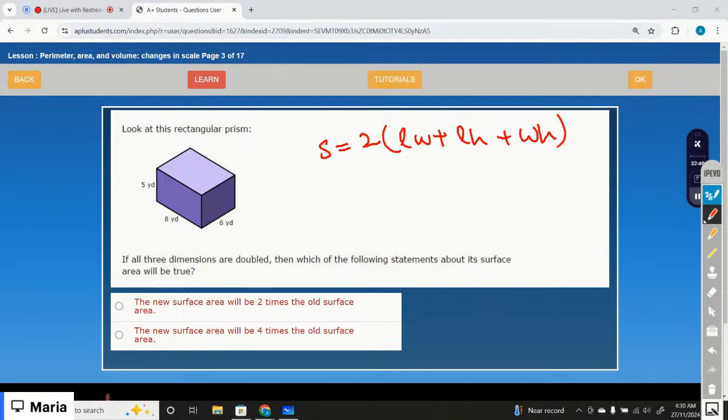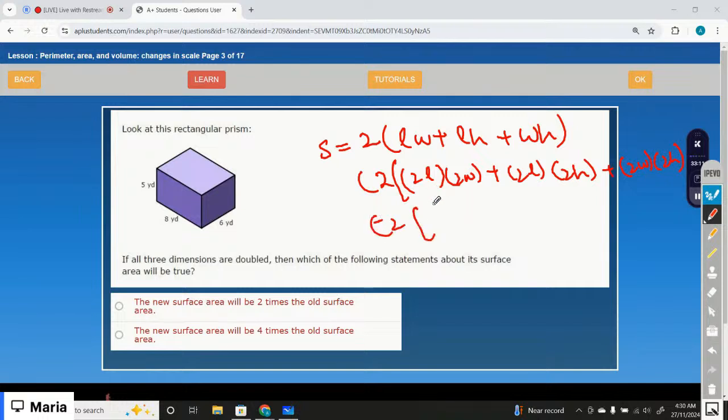Now all three dimensions are doubled. Double means 2L, 2W, and 2H, because all of them are doubled, right? So that is 4LW plus 4LH plus 4WH. So that would be 8 times (length width plus length height plus width height).